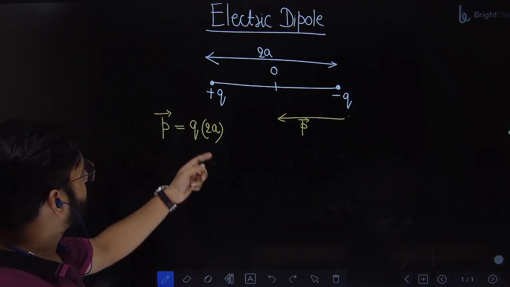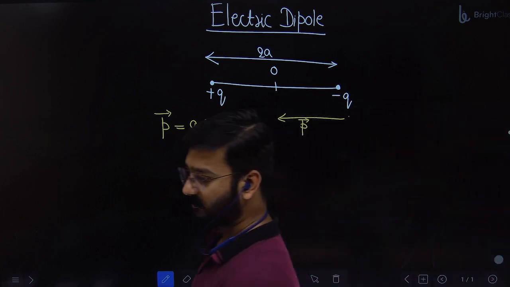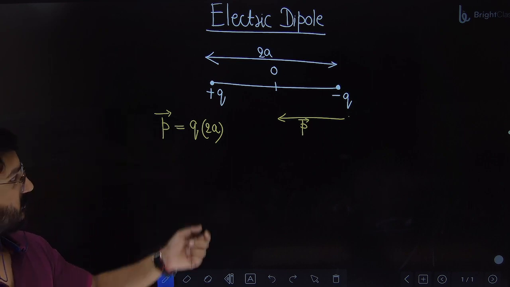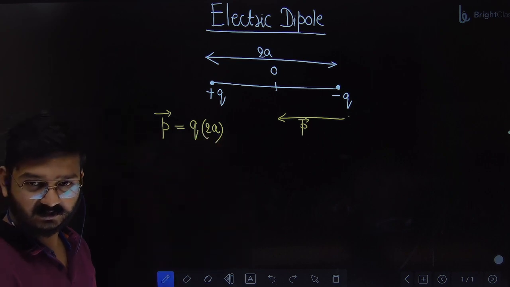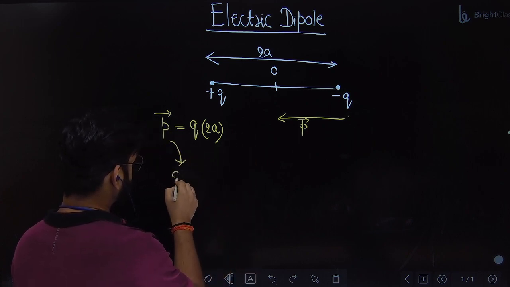What will be the SI unit? See the formula. What will be the SI unit? Coulomb meter. Charge is coulomb, distance is meter, so coulomb meter.